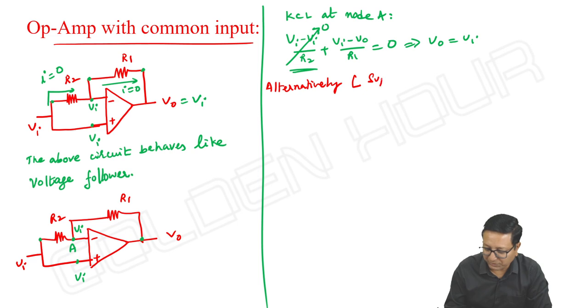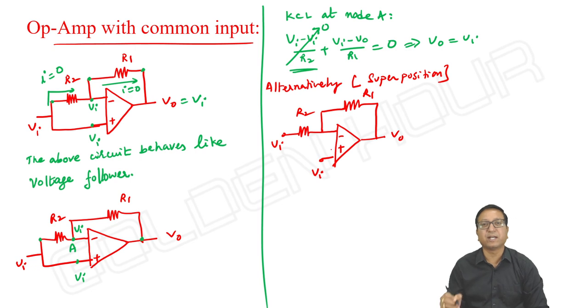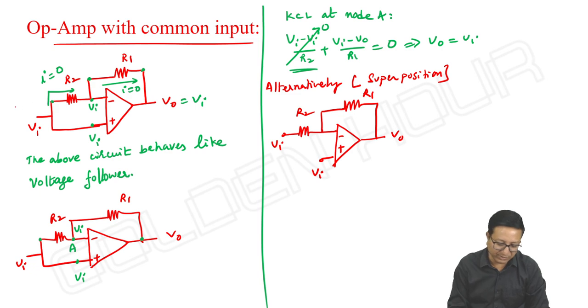Alternatively, I am using superposition. R1, R2, and this is Vi and it is also Vi. Suppose I draw a circuit like this, and if I ask you to rig it up on a breadboard, what will you do? Definitely you will join these two, meaning you will take this circuit only. You will rig up the things this way only, even though I draw the circuit on the board like this. It's as simple as that.